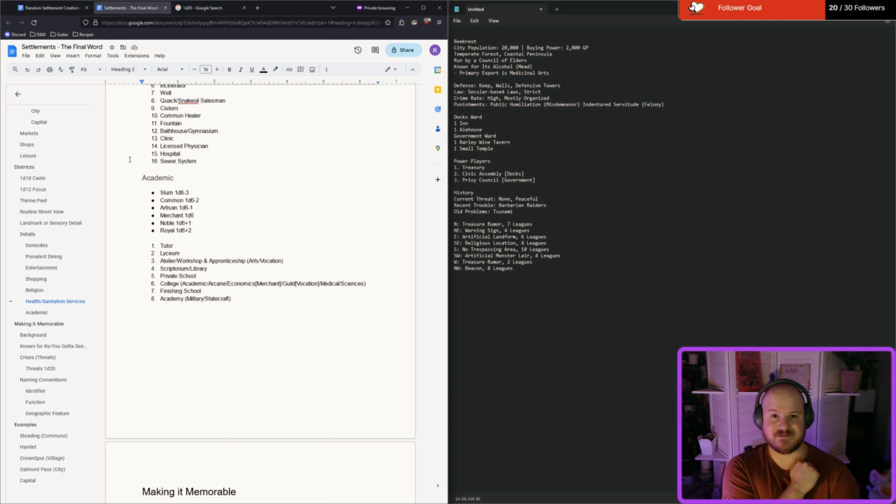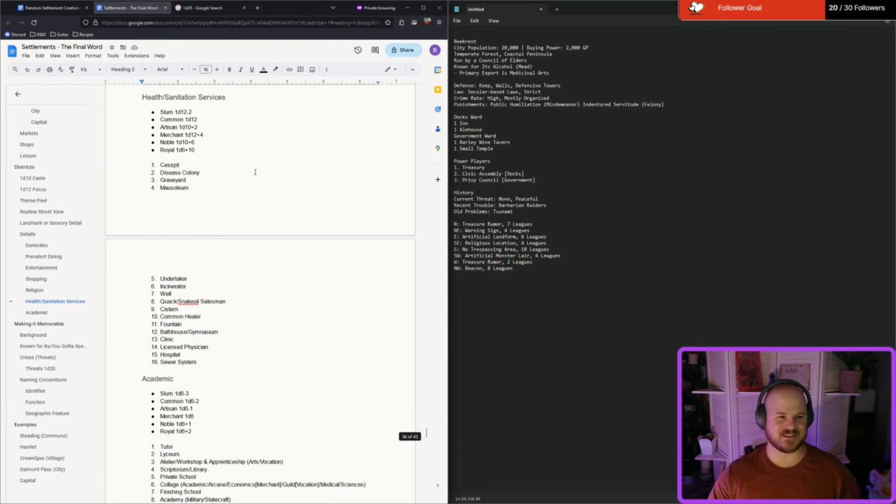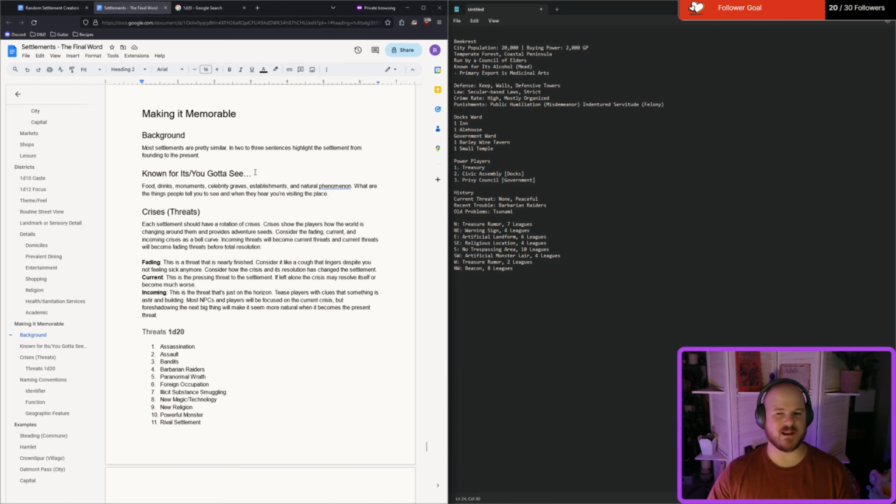So yeah, there's a lot of stuff that goes in here, like academics and the health and sanitation services of specific wards. If you really want to dig into each individual ward and make it its own thing, really give it its own flavor and feel, you can do that. Well, we could do this part. We hadn't done this. So you can see right here, I have the fading, current, and incoming. Very, very similar stuff.